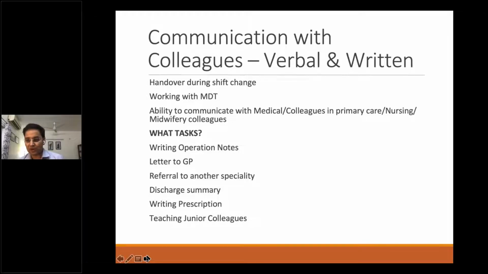So this means that you have to have the ability to communicate with medical, nursing, or midwifery colleagues very safely at handovers, via the notes, for both inpatient and outpatient, or with colleagues in primary care. And it's an essential skill for an ST5 trainee. You can be assessed. The task relating to communication with colleagues could be writing operation notes, writing a letter to the GP, writing a prescription or a discharge summary, and teaching junior colleagues.